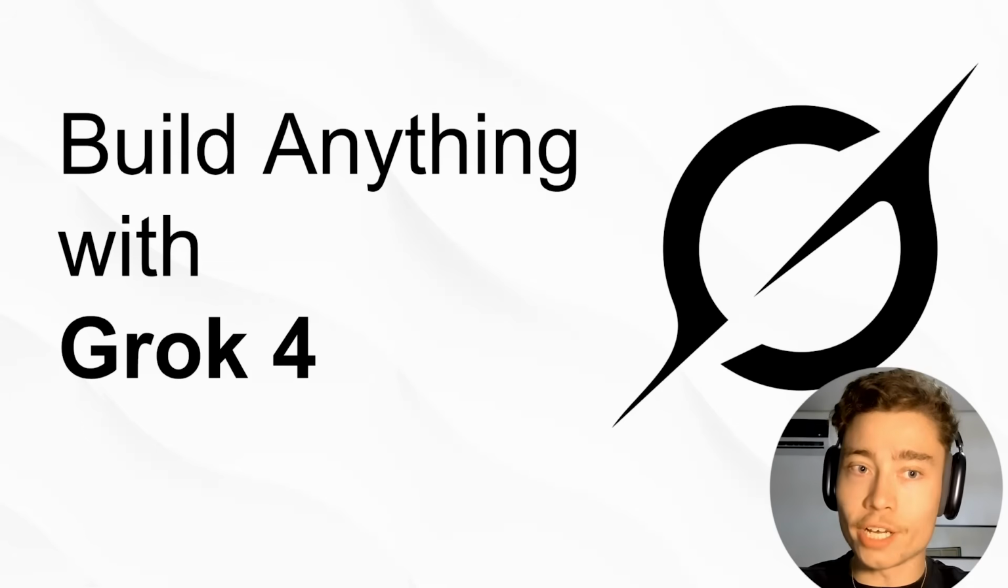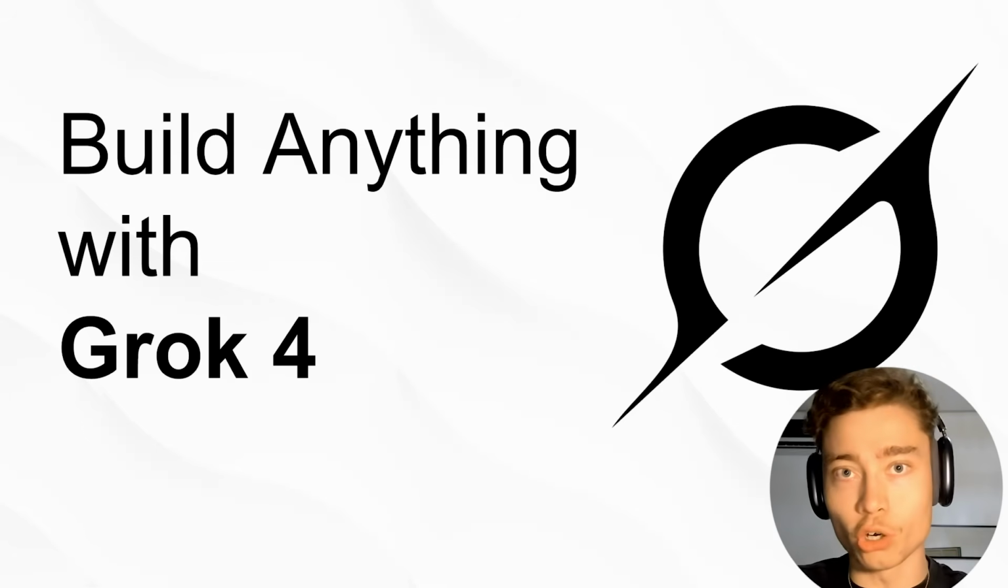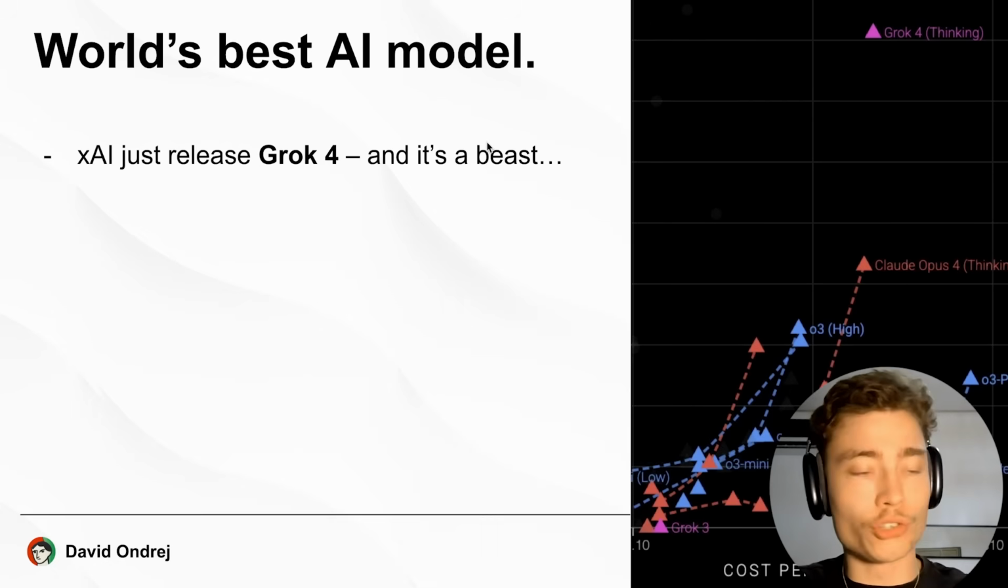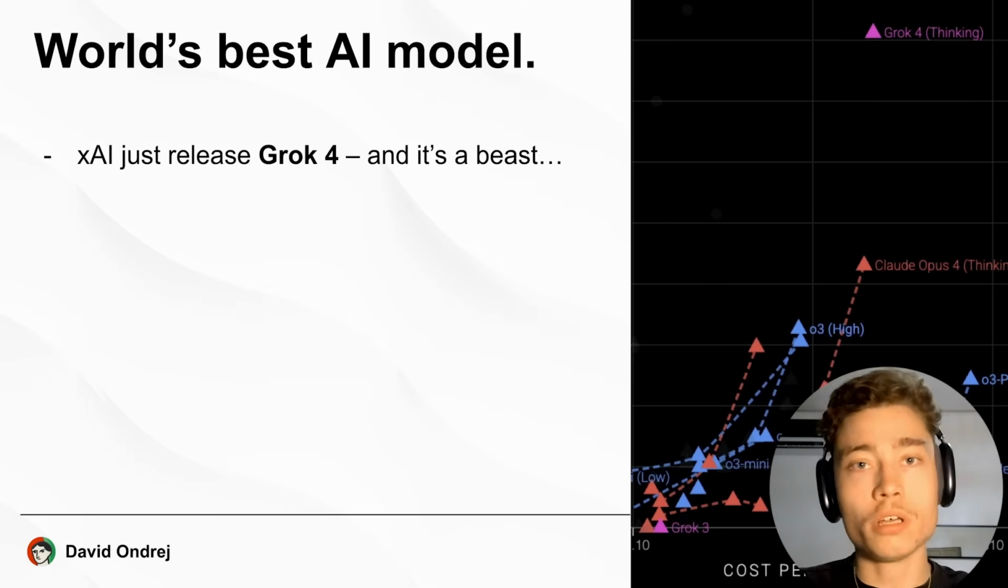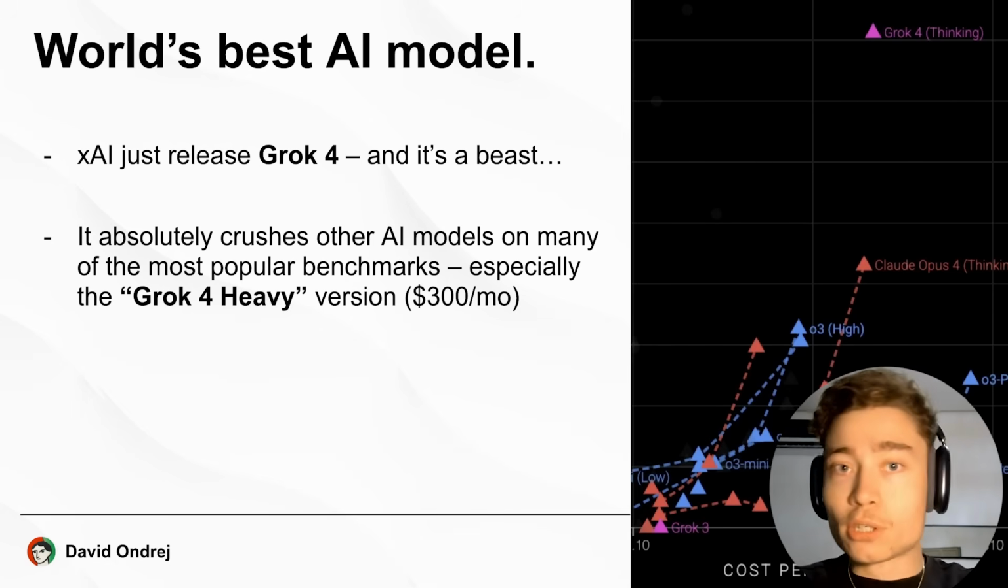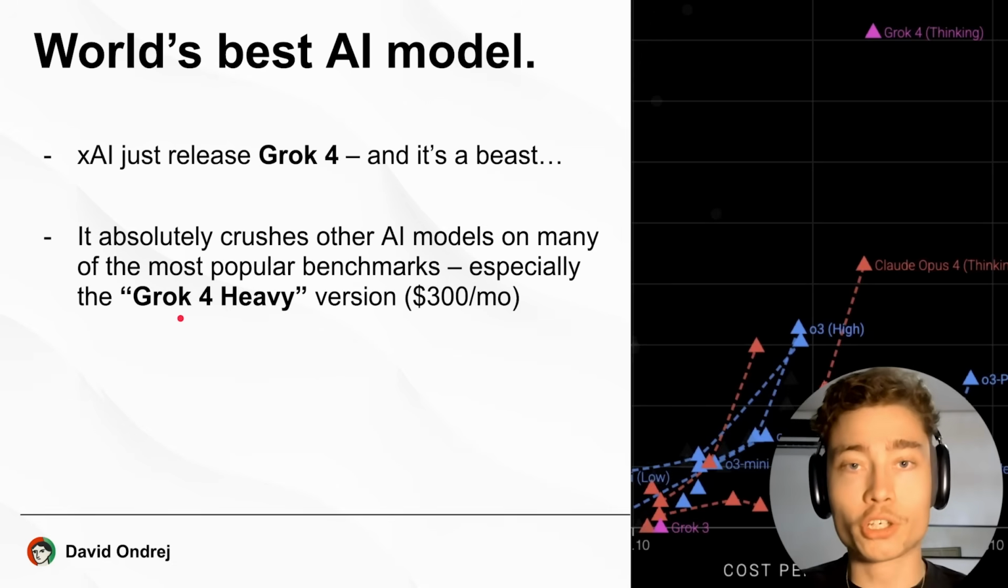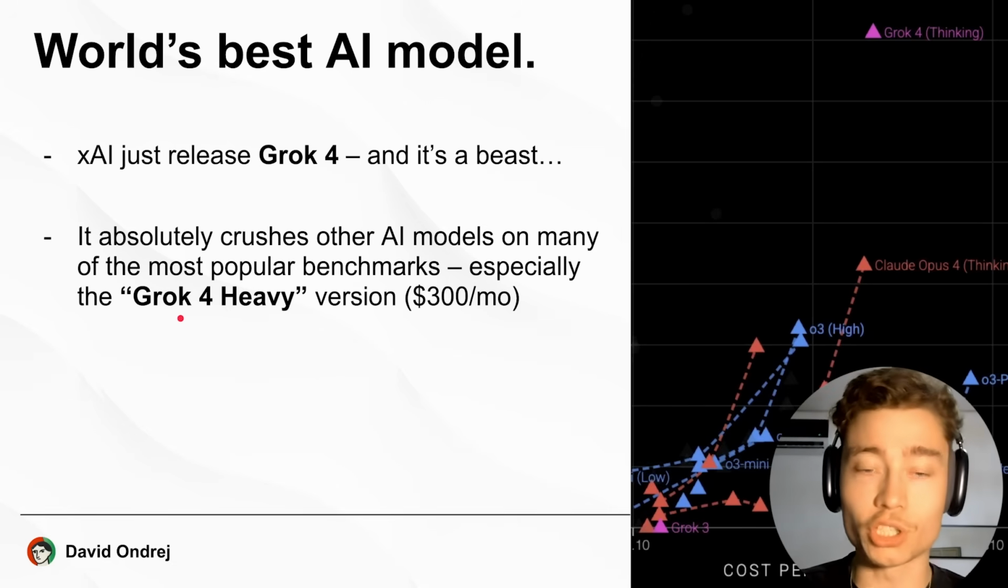My name is David Ondrej, and here is how to build anything with Grok 4. So this is the world's best AI model. XAI just completely destroyed OpenAI, Anthropic, Meta, Google by releasing Grok 4. It absolutely crushes other AI models on most of the popular benchmarks, especially the Grok 4 Heavy version, which by the way costs $300 a month.